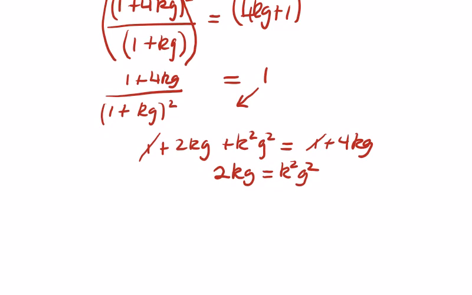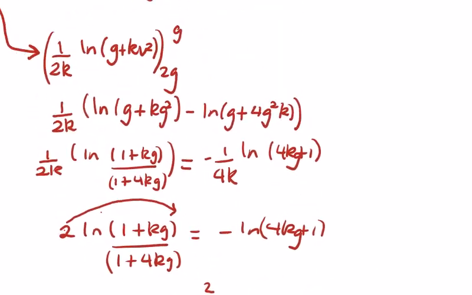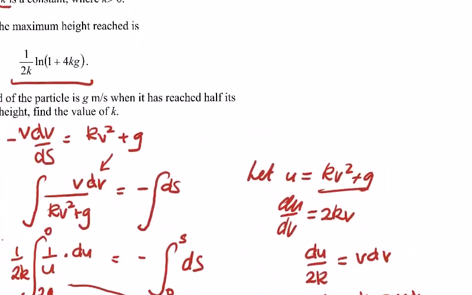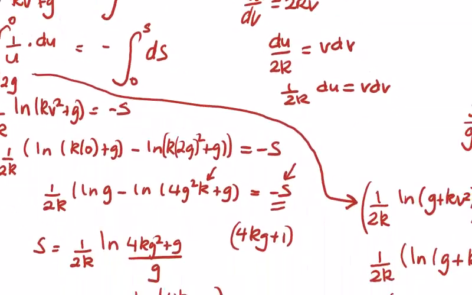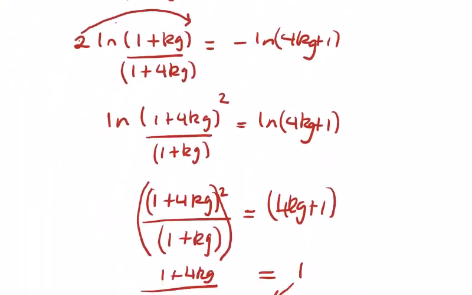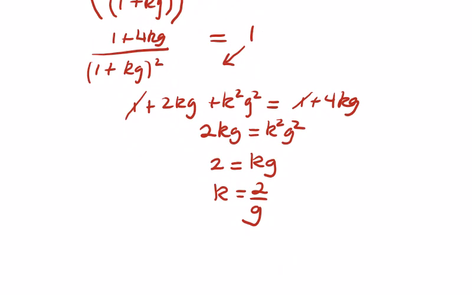Can we get there before 10 minutes? Divide by kg. We get 2 is equal to kg. So we get k is equal to 2 over g. What were we asked to find? Find the value of k. So the value of k here is 2 over g.